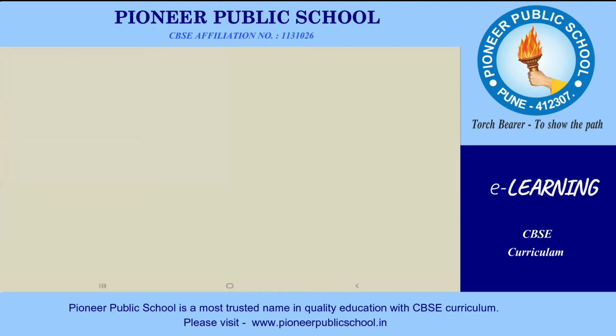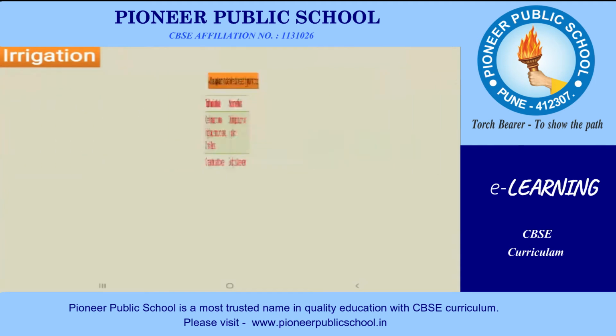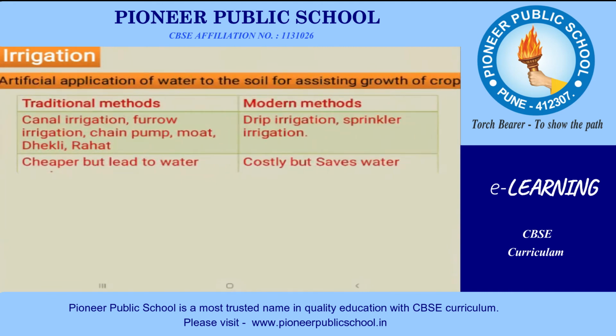Here we are studying the third agricultural practice, which is called irrigation. Irrigation is about providing water. When we provide or apply water artificially to the field or soil for the proper growth of crops, it is called irrigation. Now, dear students, irrigation has two methods. The first method is called the traditional method and the second method is called the modern method.